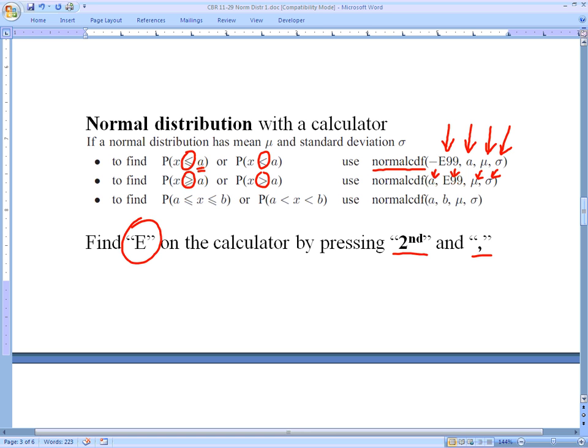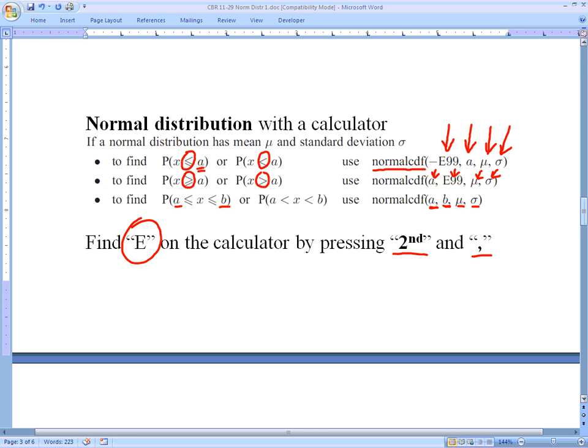And then if we have a specific range of values, like the second problem we just did, again, normal CDF, and then we put in our lowest value, we put in our highest value, and still followed by the mean and the standard deviation. So it's the same thing every time. Normal CDF, our lowest value, our highest value, the mean, standard deviation, all separated by commas. So 4 numbers that we're entering.